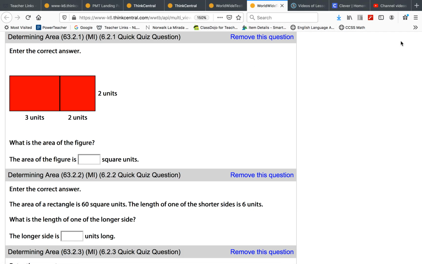This is math for May 29th, 2020. You will go to Think Central, Things to Do, Unit 6, Quick Quiz 2.